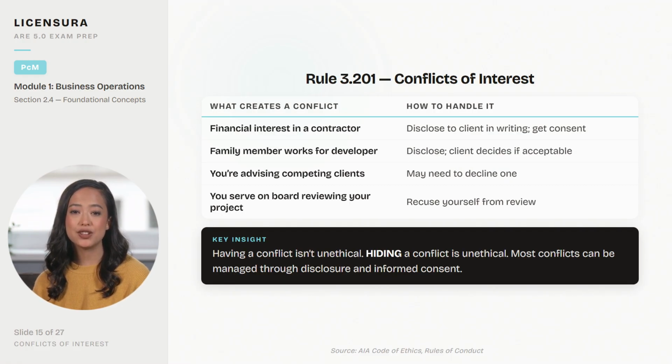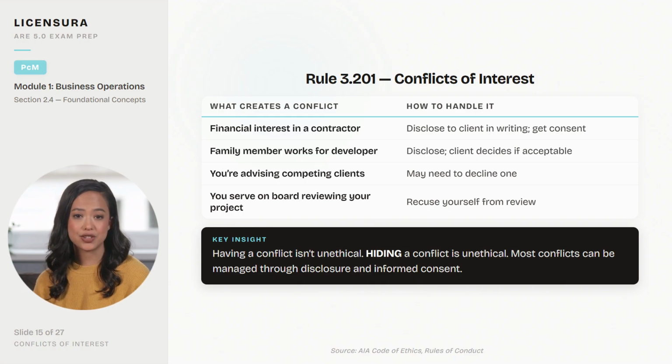You've got a financial interest in a contractor? Disclose it to the client in writing and get their consent before proceeding. A family member works for the developer? Disclose it and let the client decide whether they're comfortable. You're advising two competing clients? You may need to decline one engagement. You serve on a review board that's evaluating your own project? Recuse yourself. And here's the key takeaway that a lot of people miss.